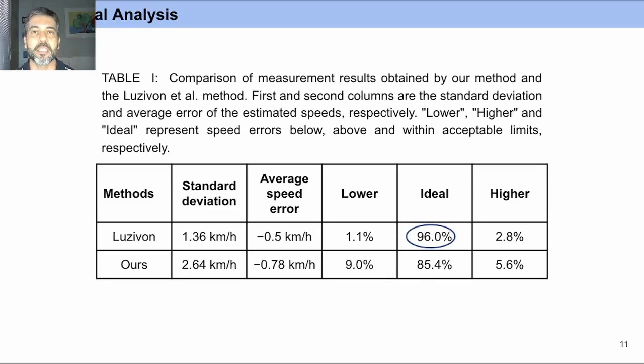96% of the speeds estimated by the system of Luvizon et al. are within a narrow range between minus 3 and 2 km per hour. This range is considered ideal by traffic regulators in several countries. Without any measurement on the road, and with a synthetic dataset, our proposed system reached 85.4% of vehicles in this range.